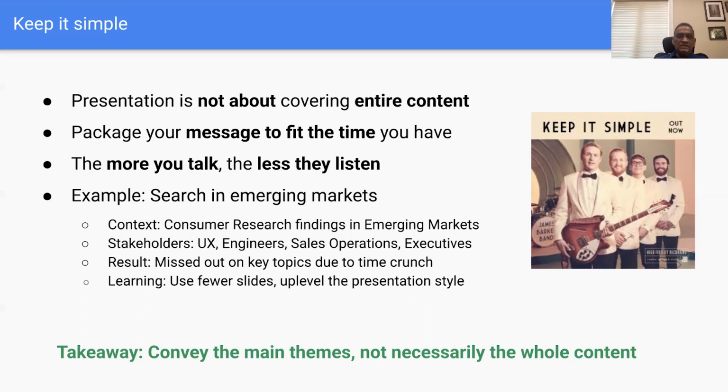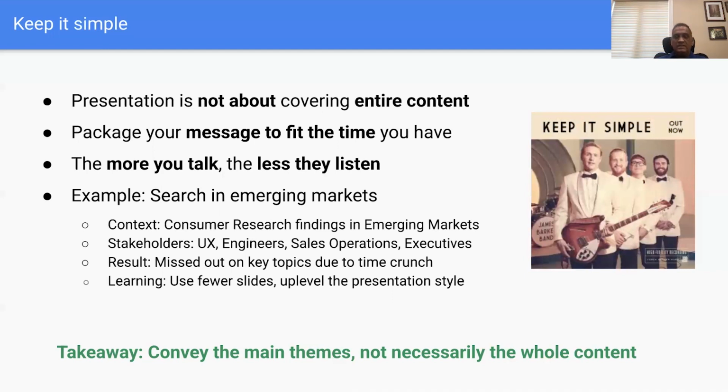The situation here is that one of my UX researchers was presenting the key findings from emerging markets on consumer research of search. That was the topic, and the pre-work done by the UX team, product management, and a lot of other people was this research with small and medium-sized businesses, mom and pop stores in emerging markets, about the expectations they have of search, how it would work, and what their experiences are.